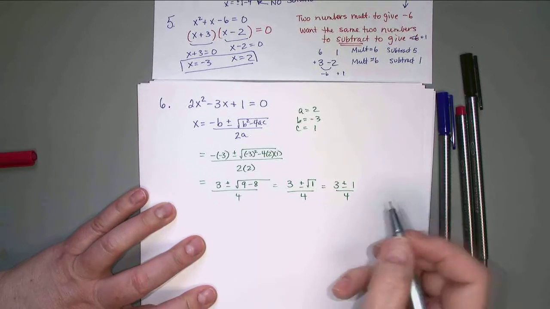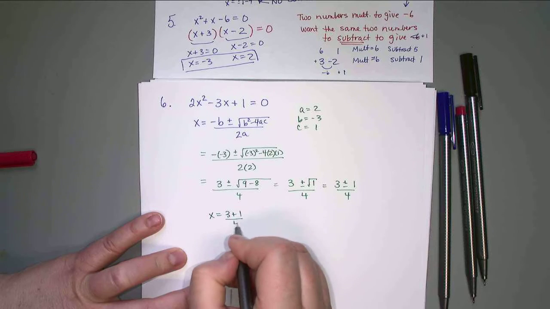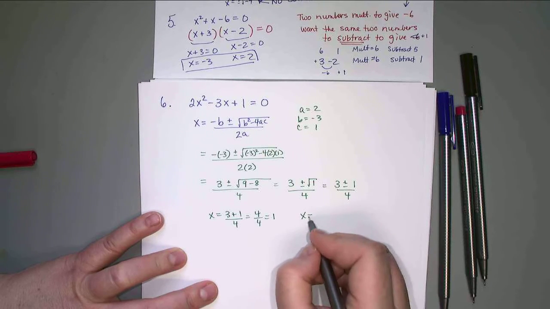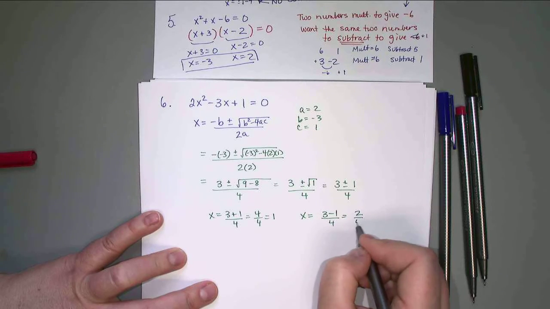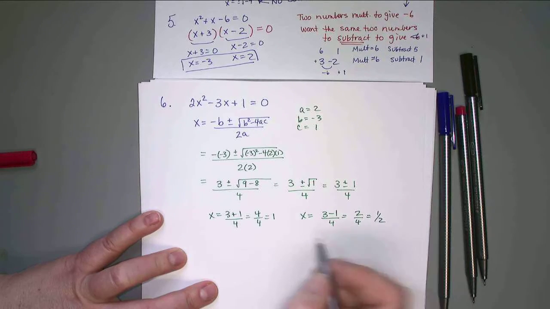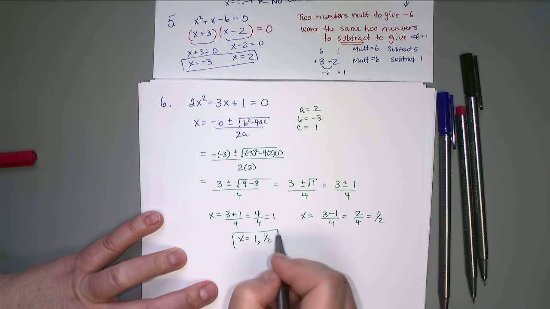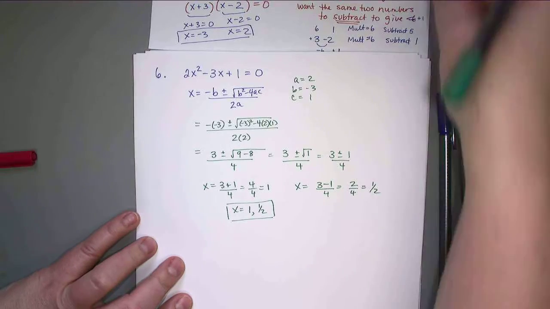So how do you get your two answers from here? Well, the first one is 3 plus 1 over 4, or 1, and the second one is 3 minus 1 over 4, or 1/2. And so our answers are 1 and 1/2, or 0.5 if you'd put it in your calculator.